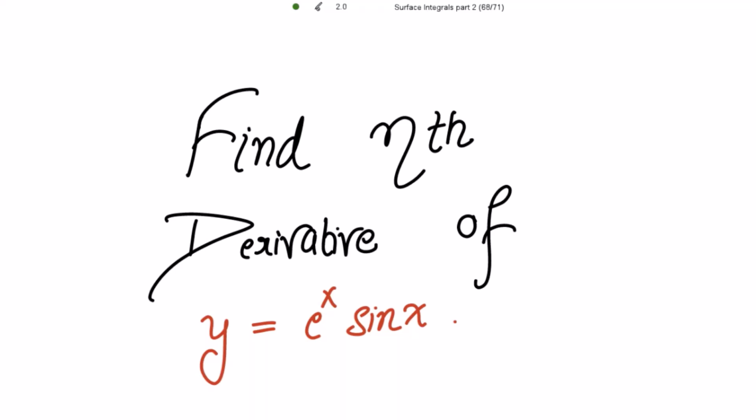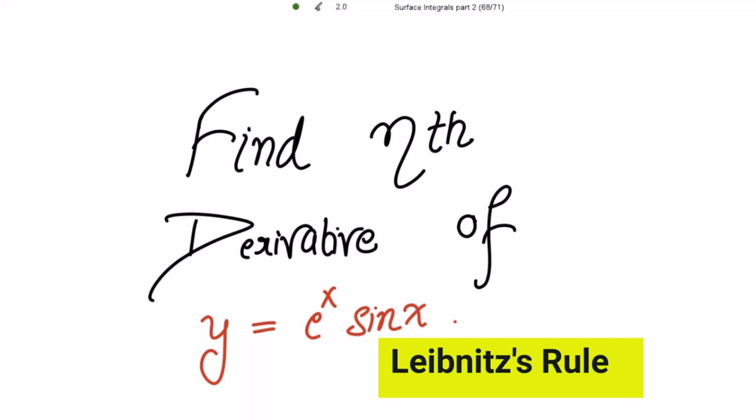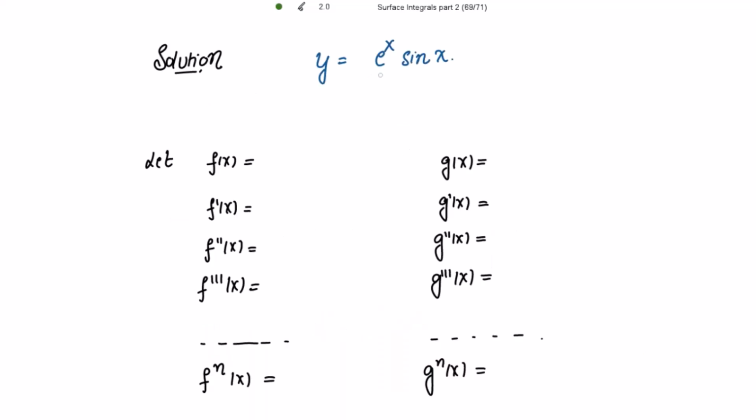Derivative of e to the power x sine x. So here we are going to apply the Leibniz rule. We have two functions. Let me take this as the first function and this as the second function. So let f(x) equal e to the power x and g(x) equal sine of x.